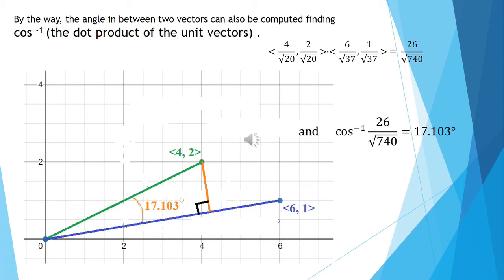Cosine of the angle we're looking for is equal to that number. So inverse cosine of that number should give us our angle. And if you have your calculator in degree mode, because here we're listing the angles in degrees, and you take inverse cosine of 26 over the square root of 740, you get the 17.103 degrees that we calculated earlier.